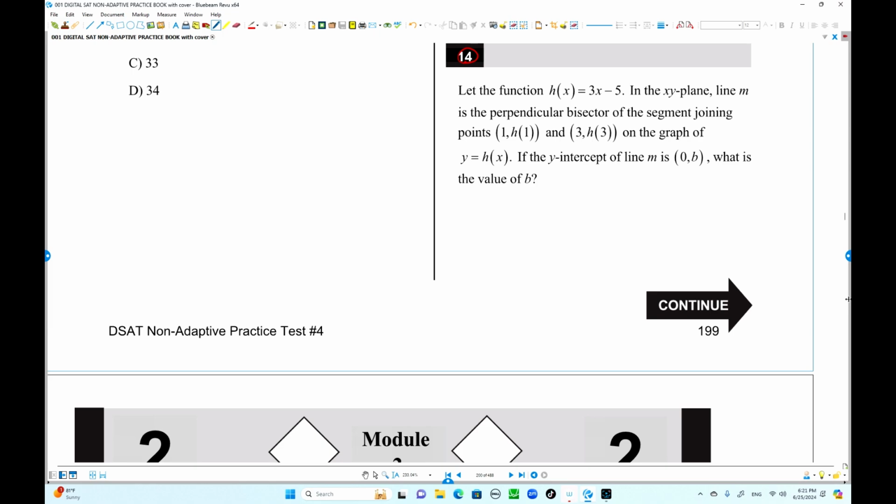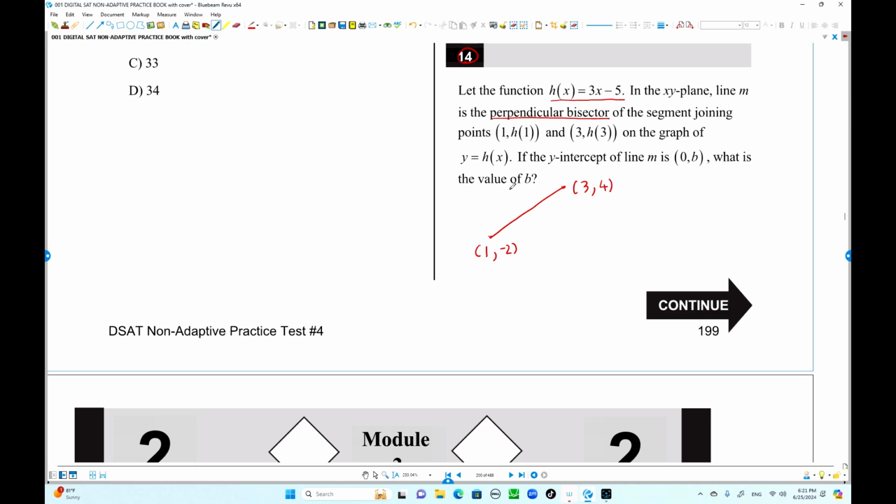Okay, here is number 14. h of x equals 3x minus 5. That's a linear equation. Line m is the perpendicular bisector. We have 2 points of it. This is 1: h of 1, put this number in to get the y coordinate. h of 1 equals 3 times 1 minus 5, which is minus 2. That's the first point. The second point is 3, and h of 3 is 3 times 3, 9 minus 5, which is 4, right?